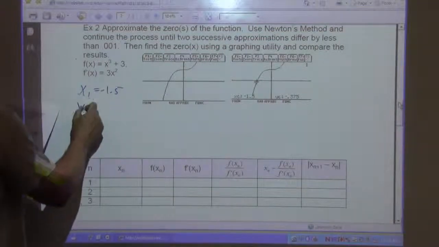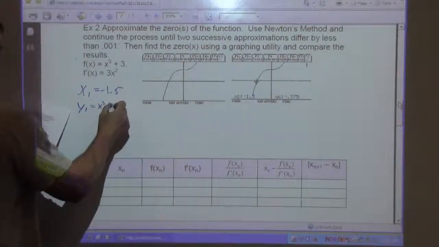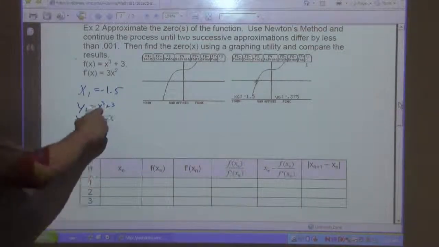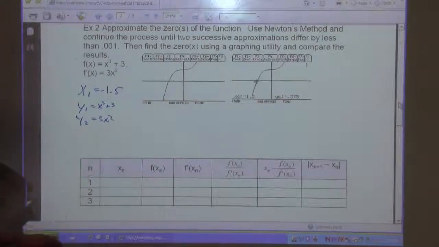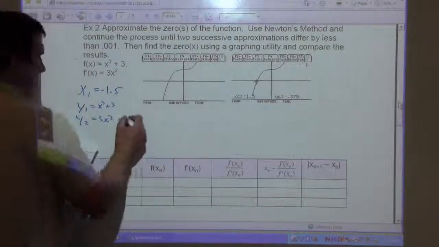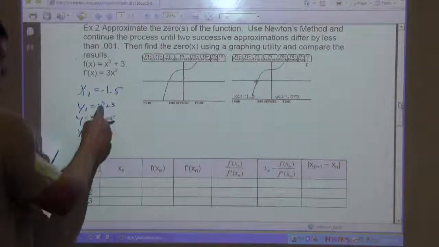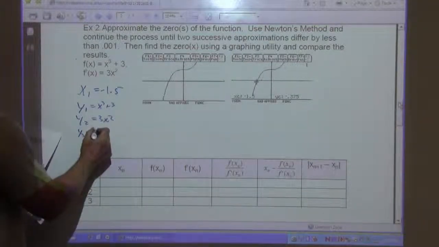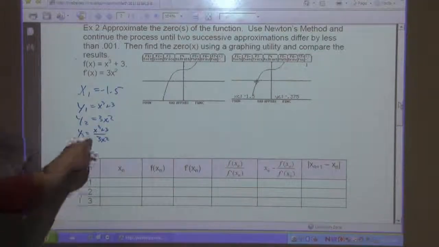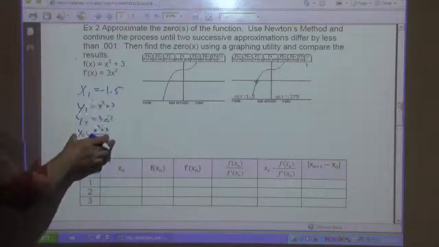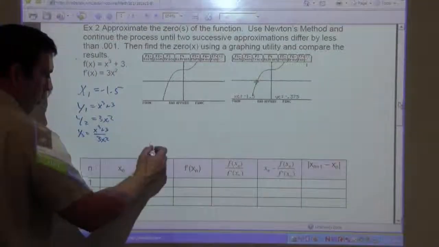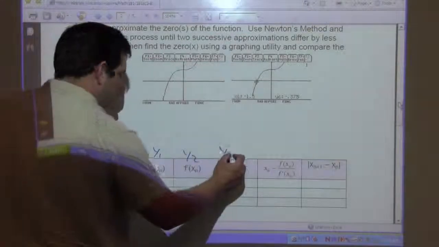So in the graph we have y1 is x cubed plus 3, and y2 is going to be 3x squared. That is, this derivative is 3x squared. And that's how I built my chart here. I make a y3, which is going to be this one divided by that one. That's x cubed plus 3 over 3x squared. So I'm building up this table. So I have these values, and these values will line up. So here's y1, y2, y3.